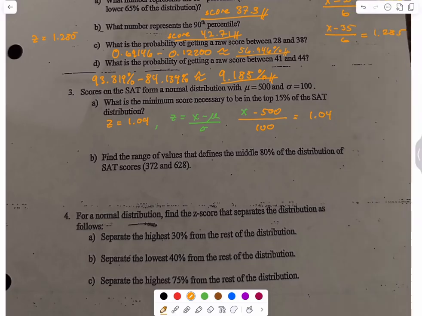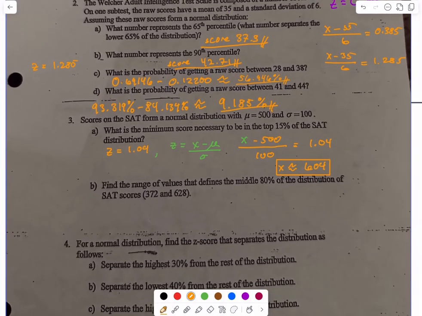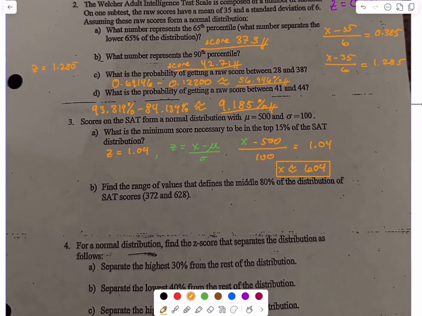1.04. Okay. So then if we solve for x from there, 100 times 1.04 is 104, plus 500 is 604. It looks like x is approximately a 604 score.